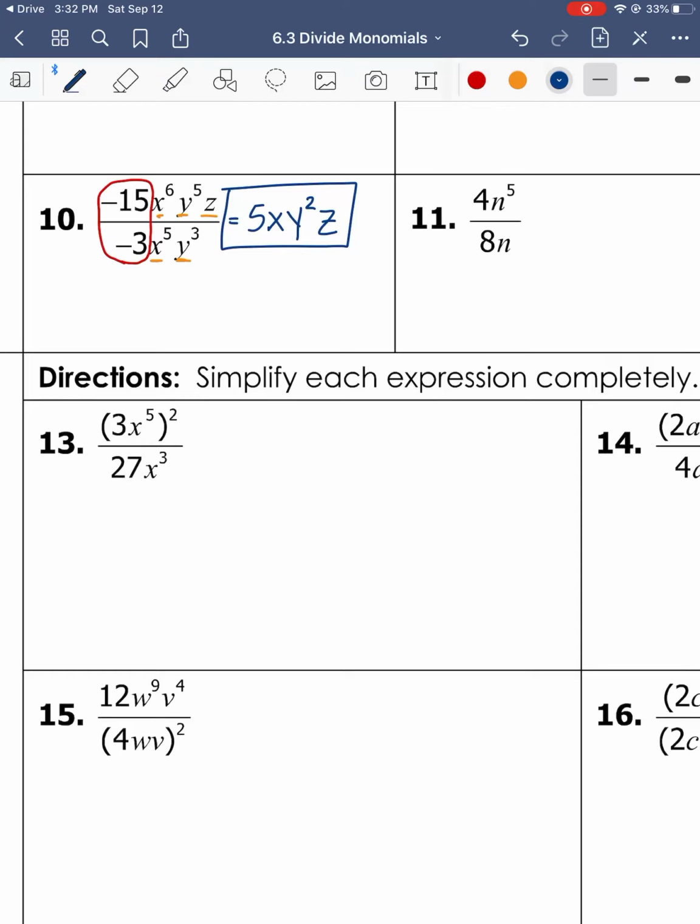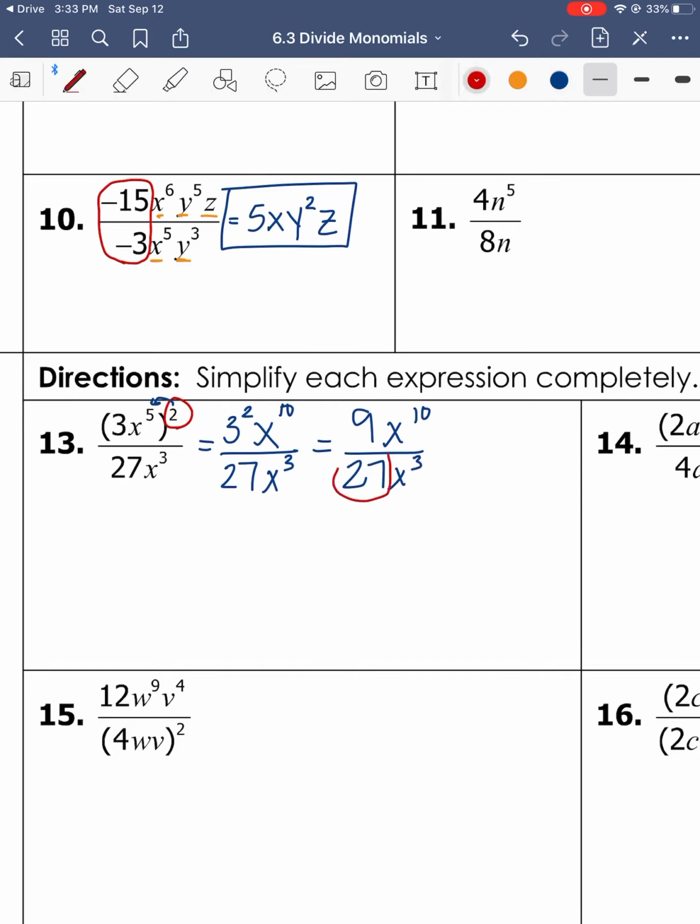So remember, we're always going to do these powers of monomials first before we do anything else. So this numerator here is now going to become 3 squared and then x to the 10th. Remember, if we have a power of a power, you're going to be multiplying those exponents together. And then the denominator is just going to stay the same. So simplifying here, we're going to calculate 3 squared, which is 9. 9x to the 10th over 27x cubed.